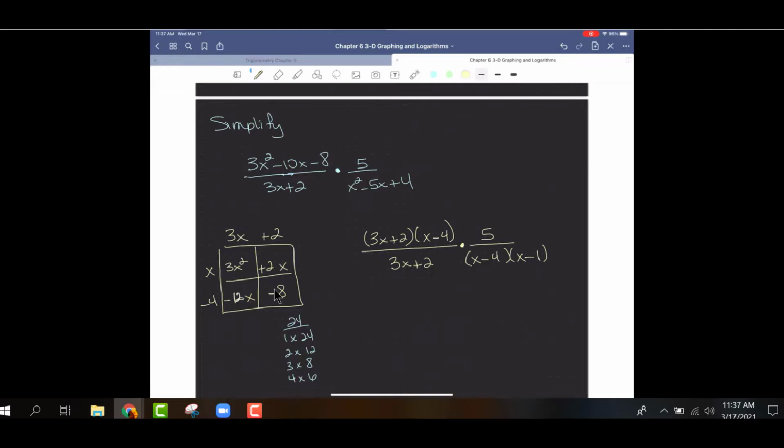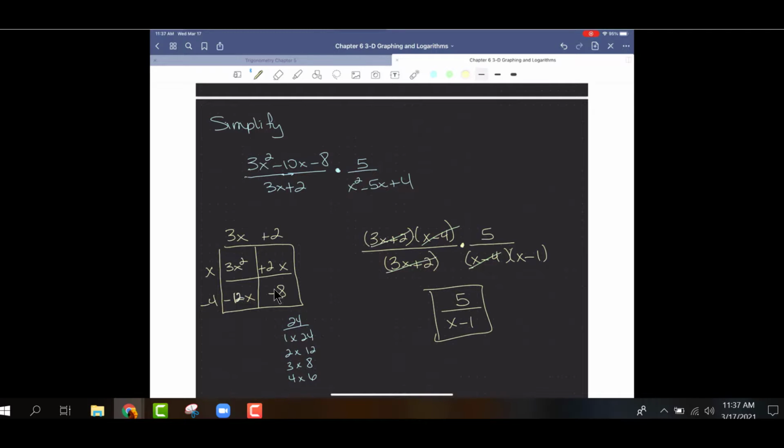Now I look to see if I can cancel anything out. If it makes you warm and fuzzy, you can throw this one in the bottom in parentheses too. So they have to match up perfectly, and they have to be multiplied, because these are technically being multiplied together. So I think I can cancel 3x plus 2 and 3x plus 2, x minus 4 and x minus 4. What am I left with in my numerator? And what am I left with in my denominator? Look at you guys. Yep.